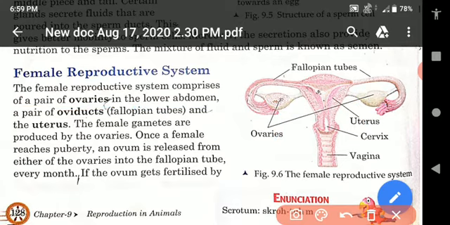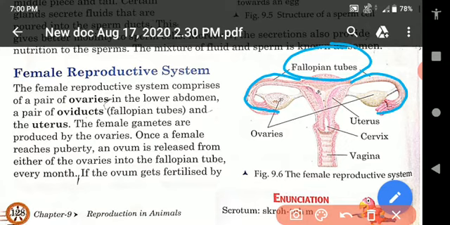Next to the ovary, you can see there is a tube-like structure that almost gets attached with the ovary, but they are not directly attached. Understood? These are called oviducts. Ovi and duct: duct means pipe, and ovi means the pipe which carries the ovum. This oviduct is also called the fallopian tube. So two names have been given to the same structure.